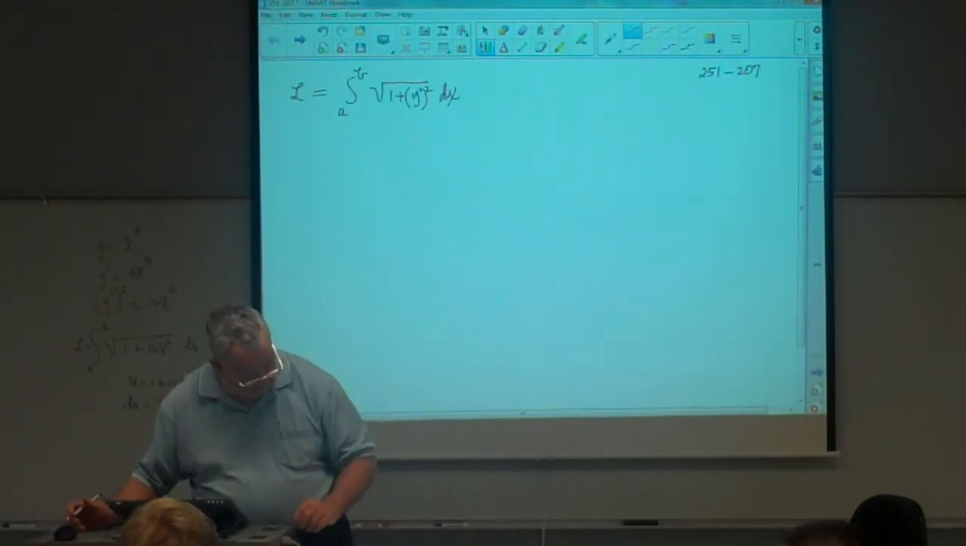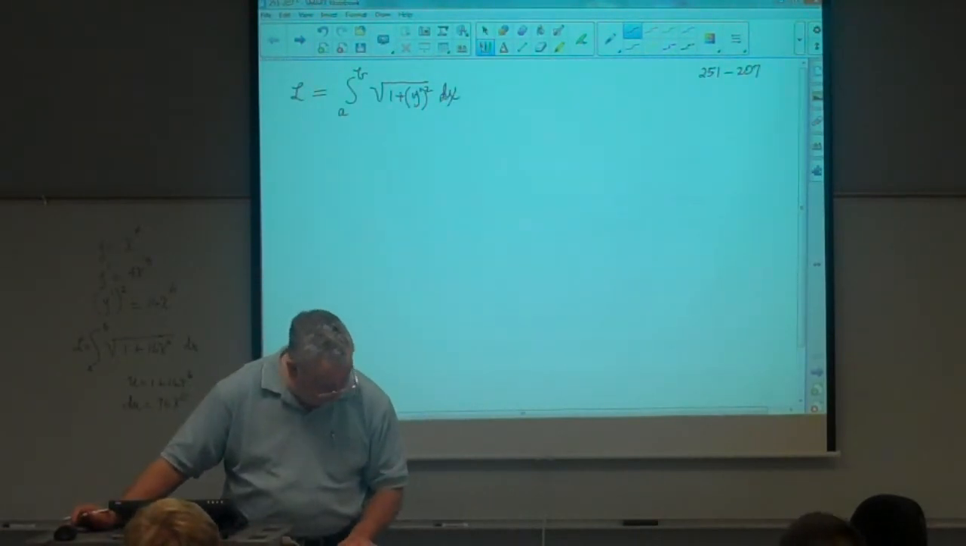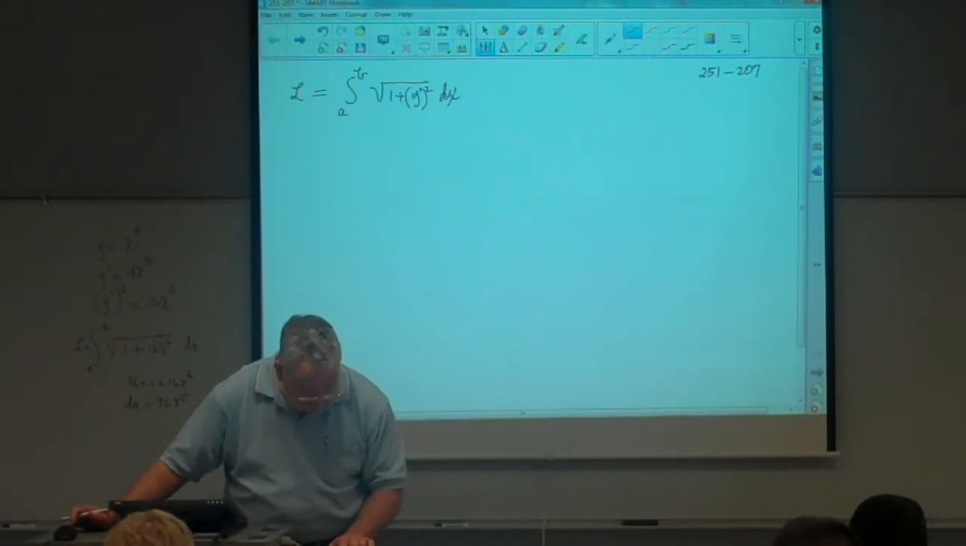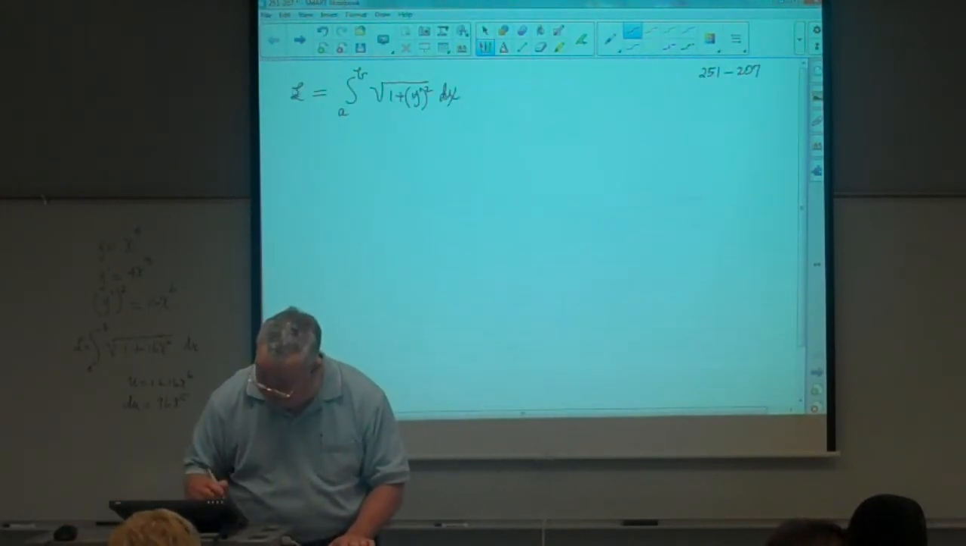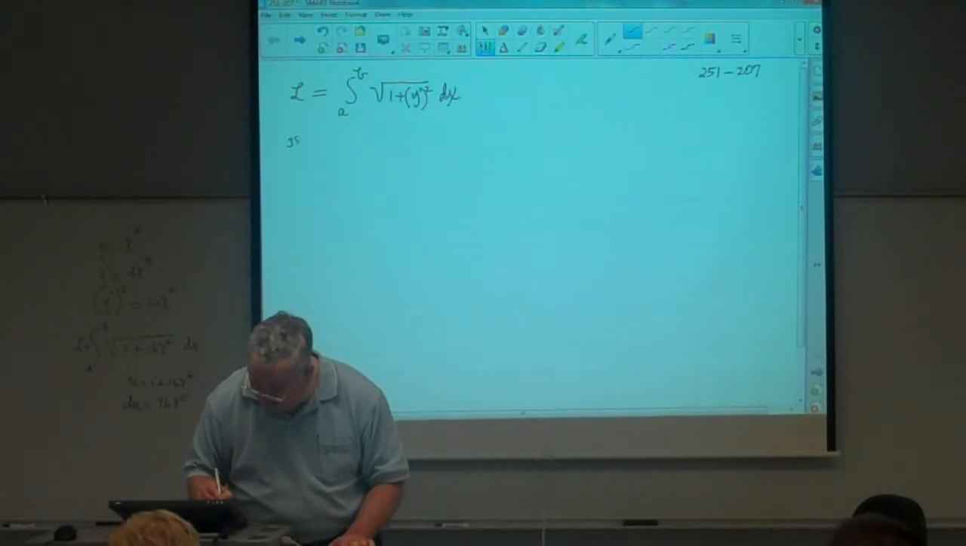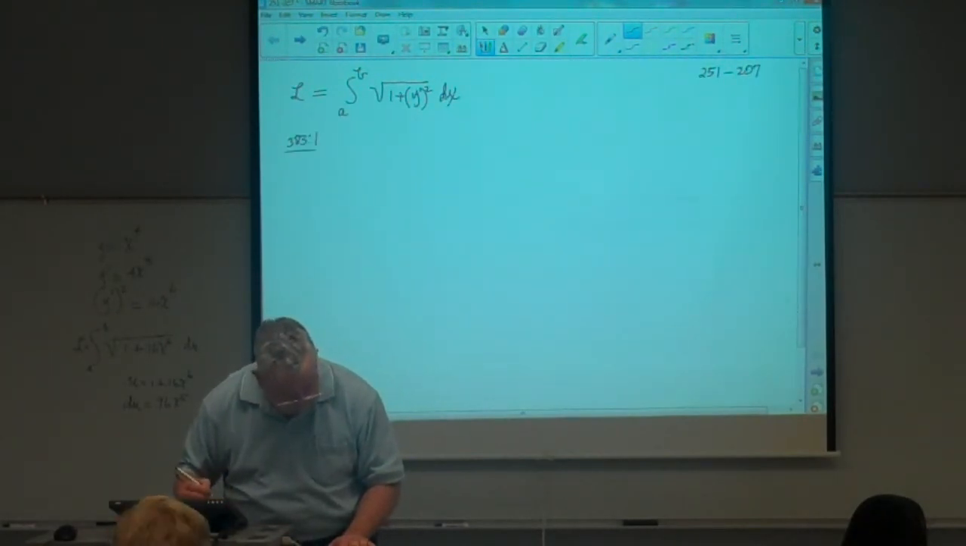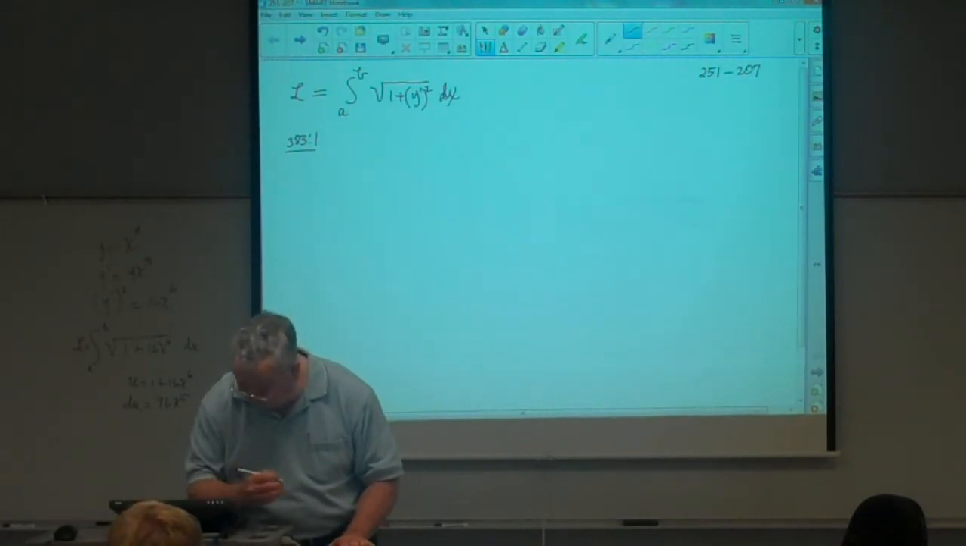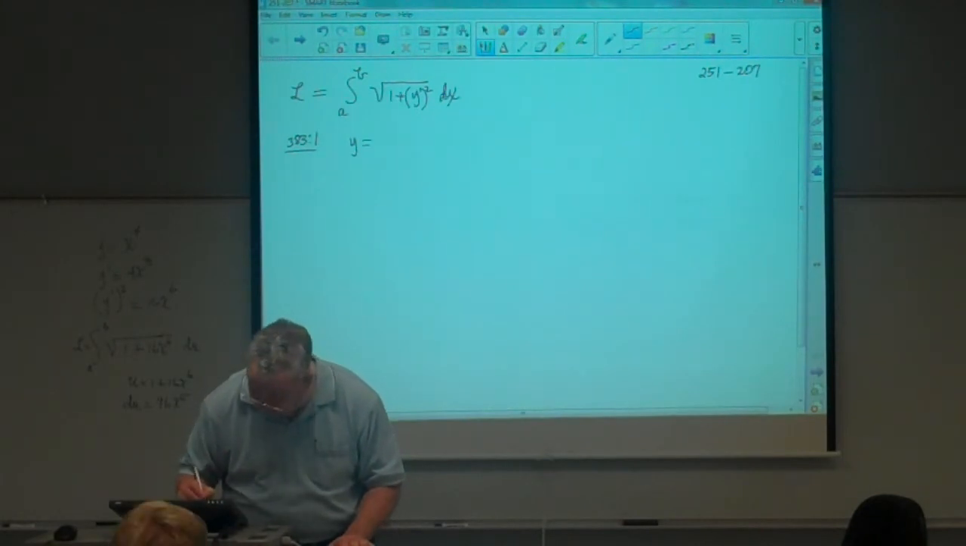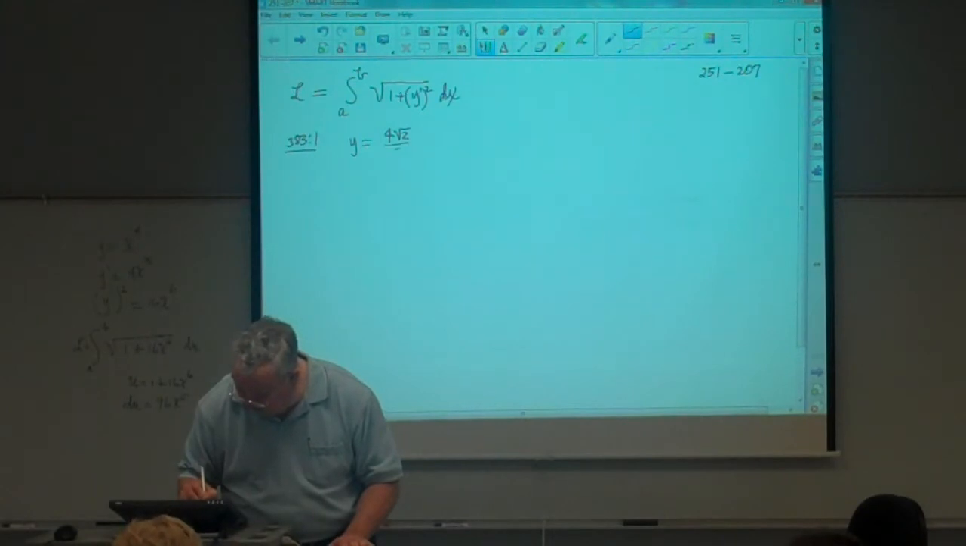Okay? All right, so it's time for an example. This is example 1 on page 383. And this is the kind of problem you'll see. y is equal to 4 times the square root of 2 over 3, x to the 3 halves, minus 1.